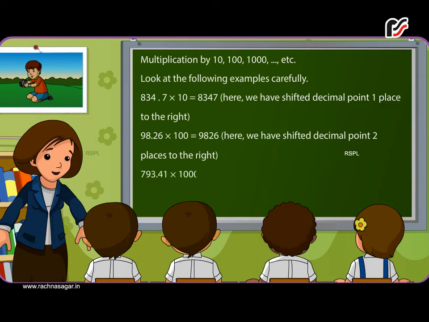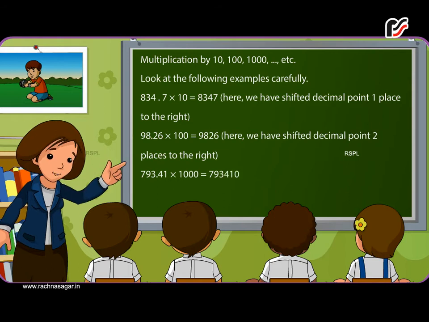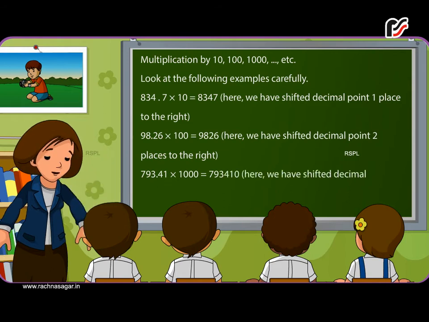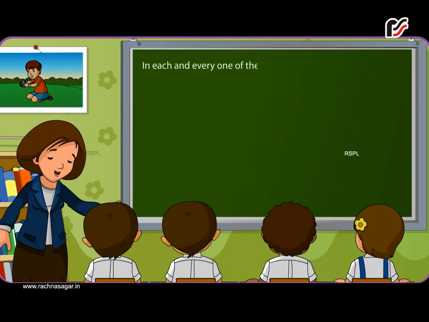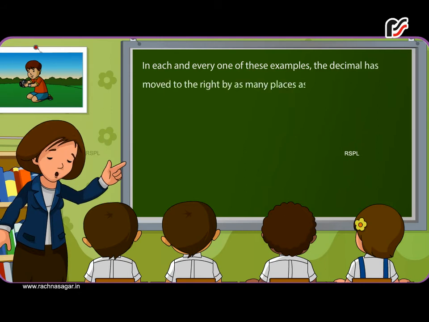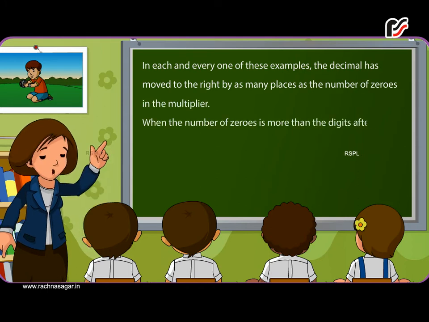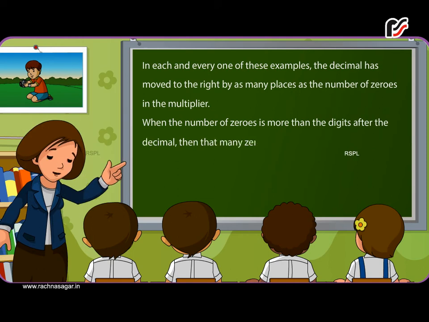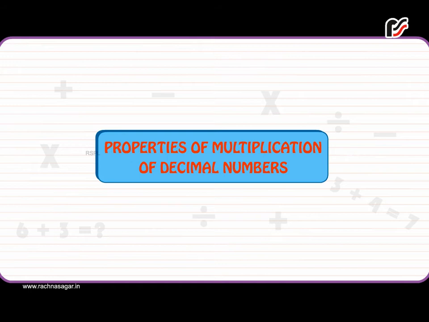793.41 multiplied by 1000 is equal to 79,03,410. Here we have shifted decimal point 3 places to the right. In each and every one of these examples, the decimal has moved to the right by as many places as the number of zeros in the multiplier. When the number of zeros is more than the digits after the decimal, then that many zeros must be added to the product.